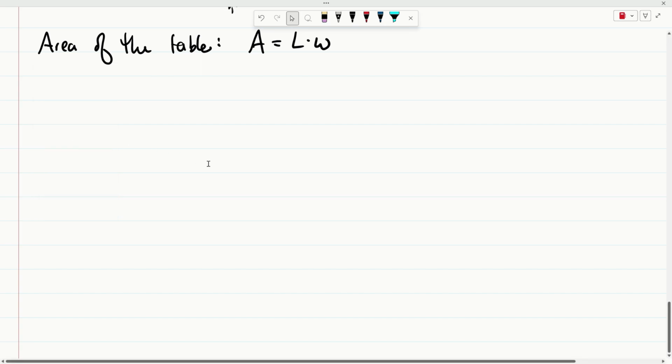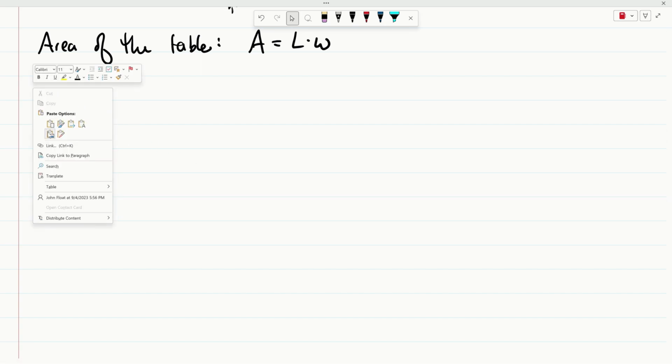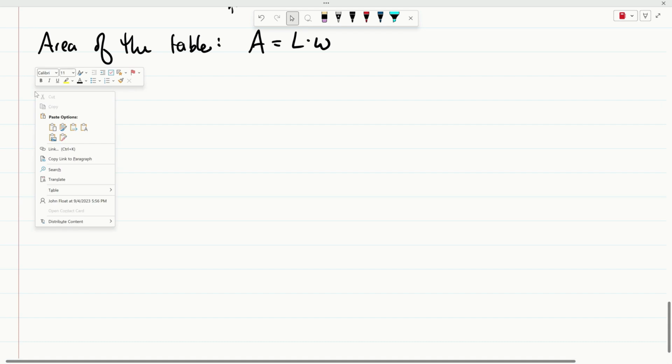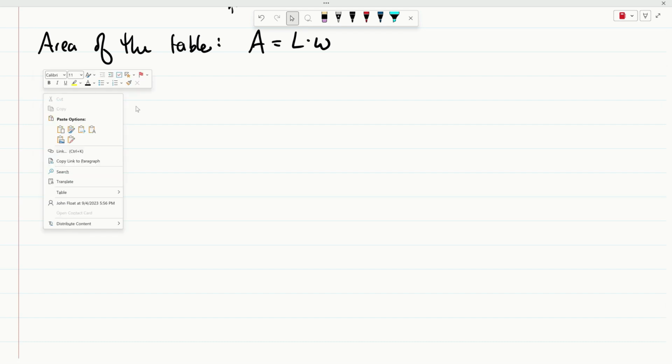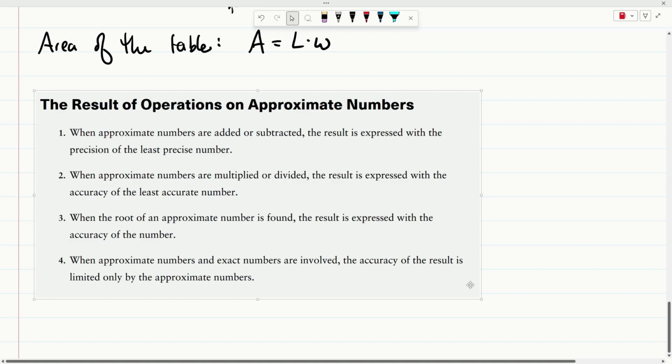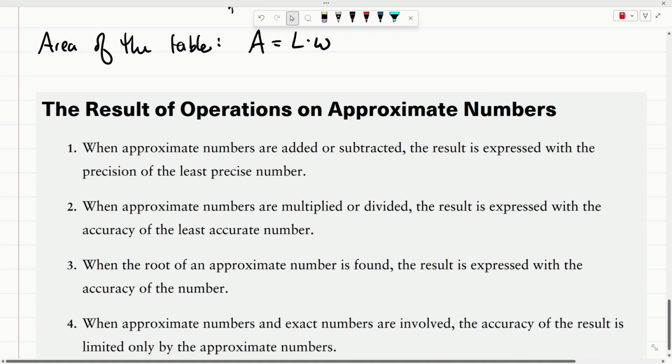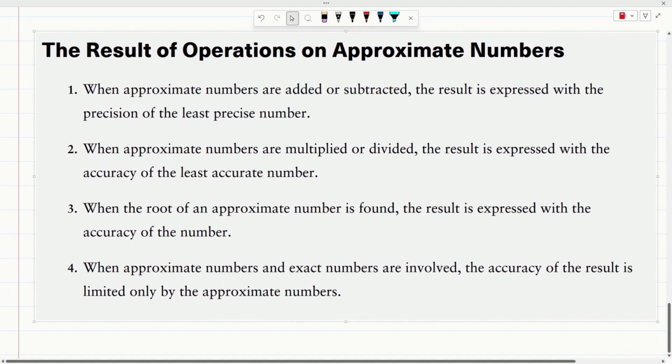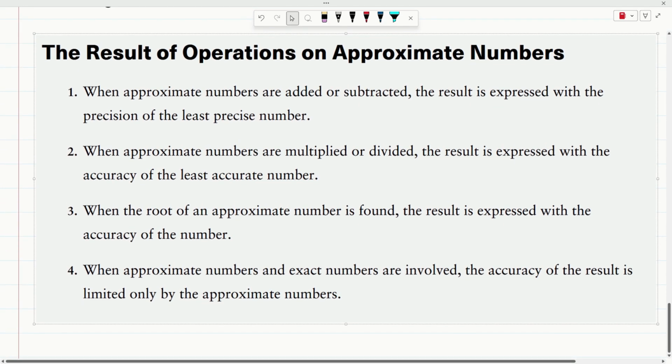Now, I took this directly from our book. Let me see if it'll let me do this here. I think I lost it, to be honest with you. Oh, there it is. Perfect. So go ahead, pause the video and write these down, and then unpause it, and we're going to talk about them. All right?